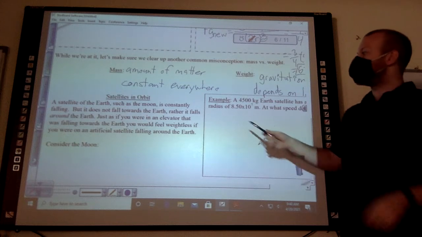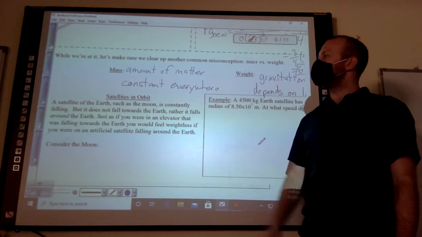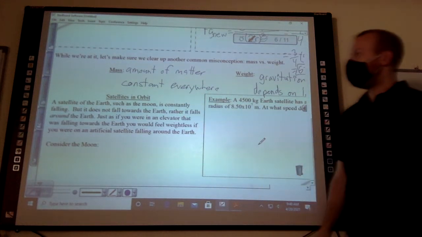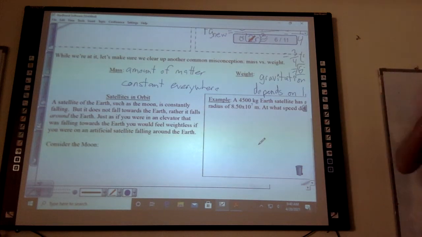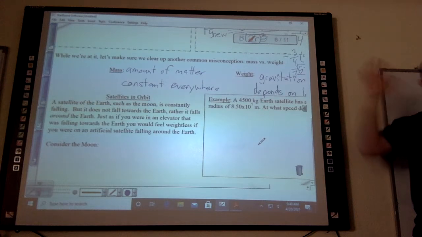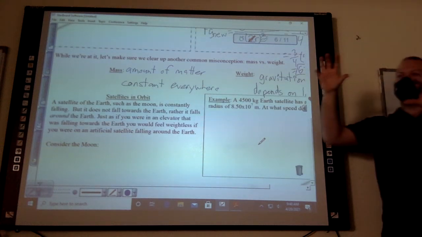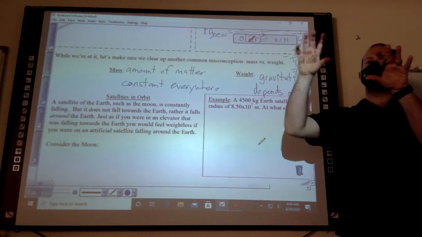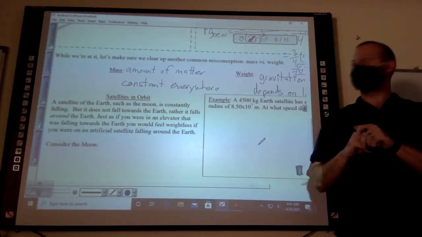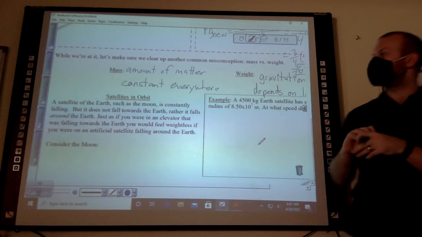Essentially, something like the moon is basically constantly falling towards the Earth. But it doesn't actually fall to the Earth, rather it falls around the Earth. This is a different concept, but you can wrap your mind around it. If the moon was just sitting there, not actually moving around the Earth, what would happen? It would crash into the Earth, right? Here's the Earth, here's the moon. If it's not moving, the moon just collides with the Earth. However, the moon has some sort of a speed.